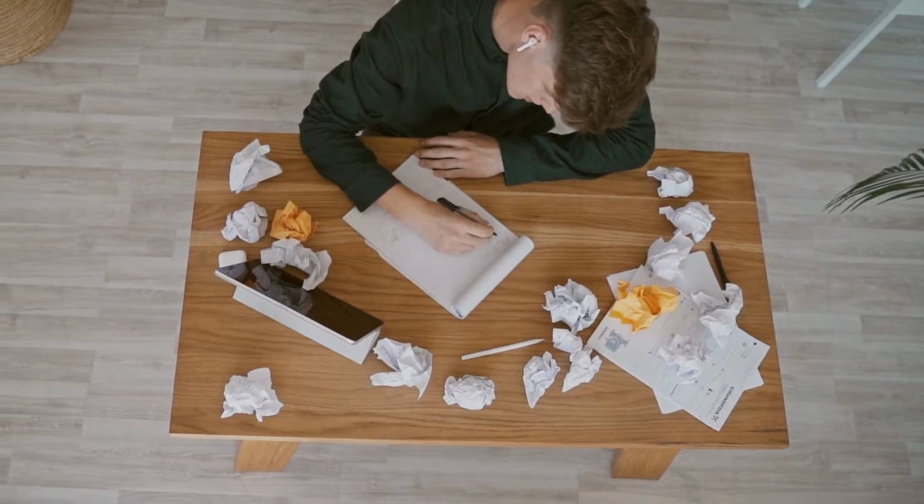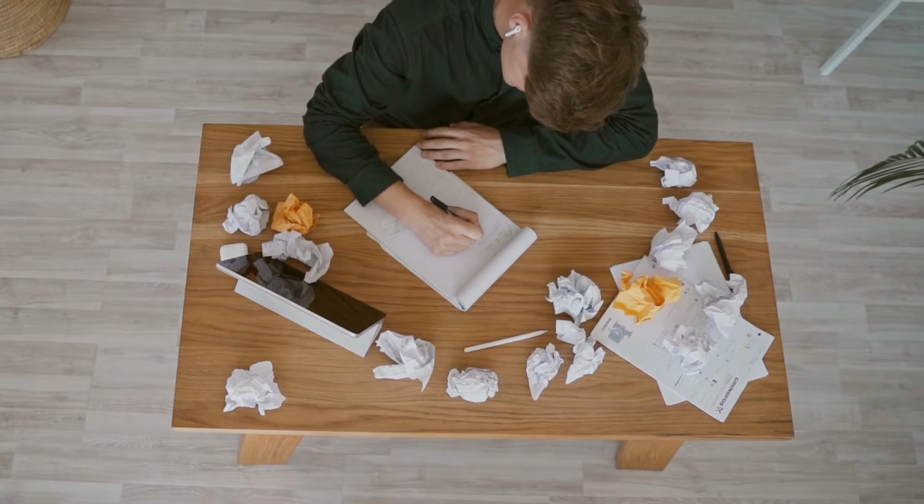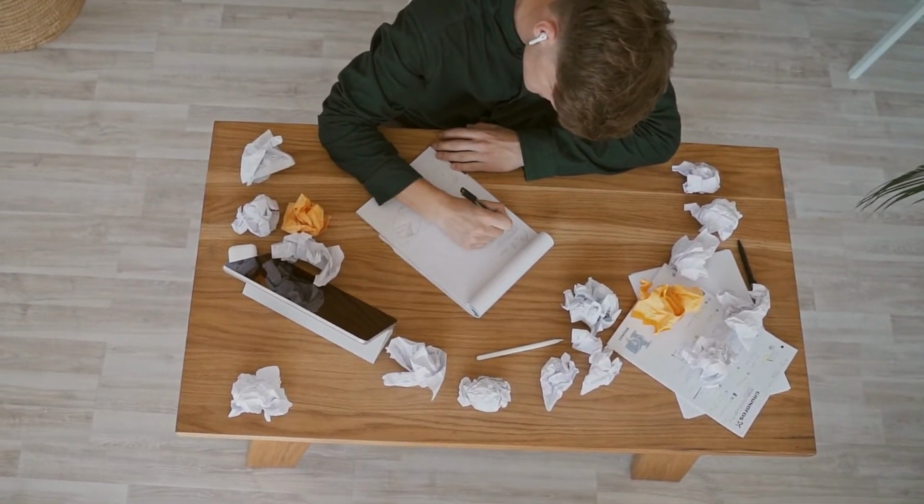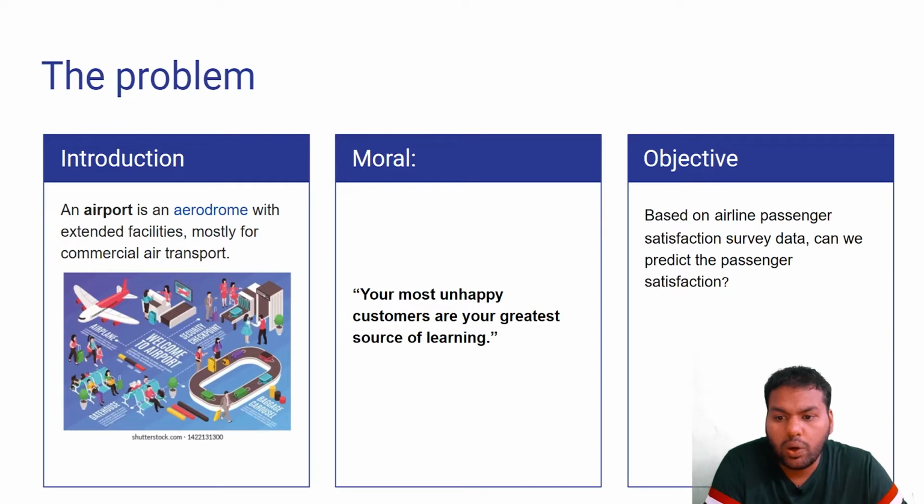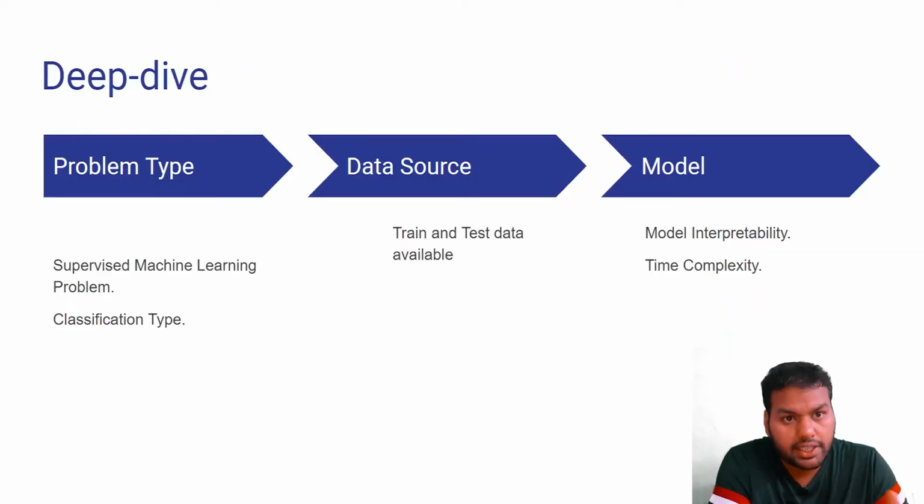The first thing is to define the problem. So what is the problem statement, why are we doing this? Whenever you are solving any data science case study, you have to know why we are solving the problem. The objective of this problem is that, based on the airline passenger satisfaction survey data, that means we already have survey data, can we predict the passenger satisfaction level? Then another step comes: what is your problem type? You are going to predict the passenger satisfaction level.